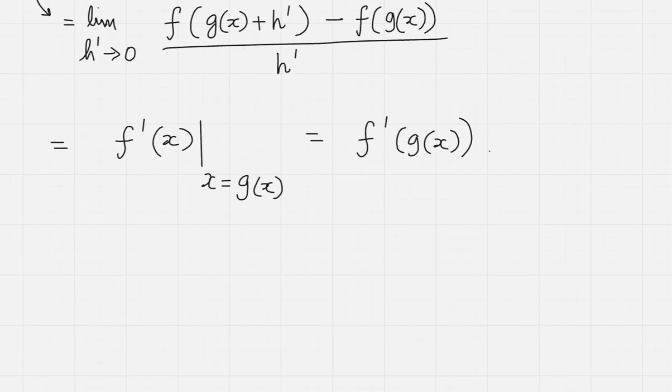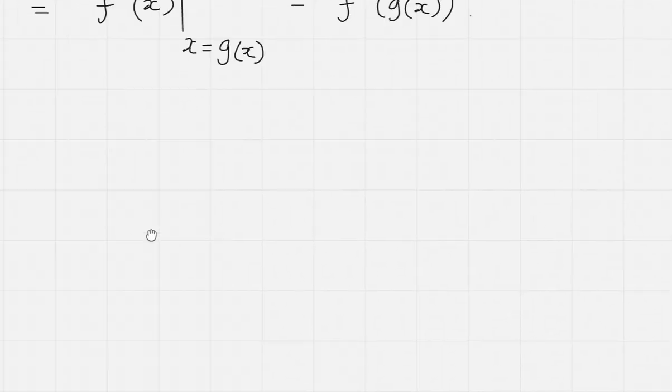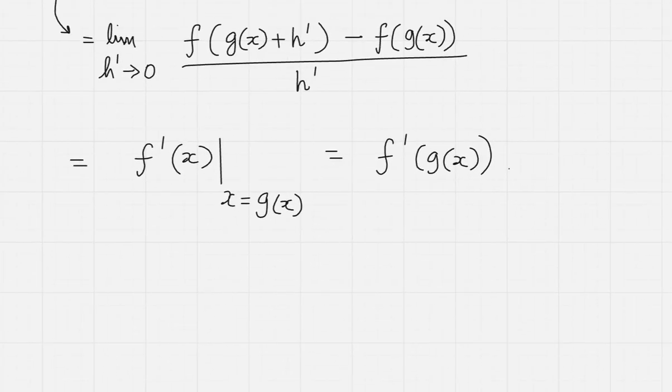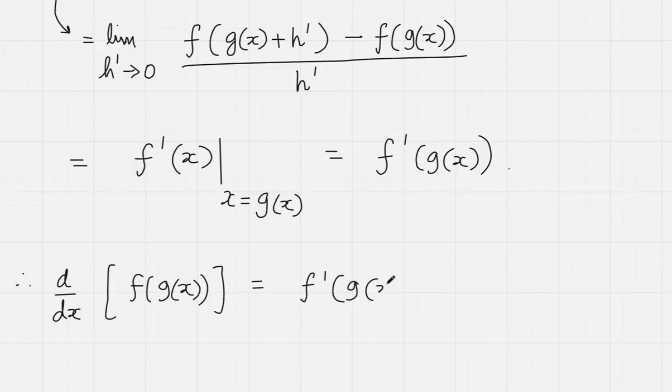We have proved that the derivative of the composite function f of g of x is equal to this first part, which was f dash g of x, into the second part. We already saw that was g dash x, and that is the chain rule. So that's the proof. Thank you, guys.